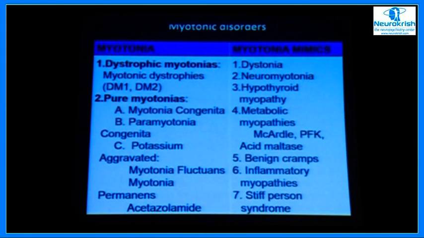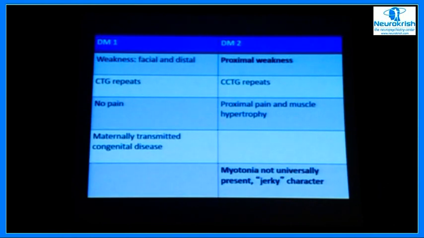So this is basically the myotonia, dystrophic myotonia DM1 and DM2. The pure myotonias, the paramyotonia congenita, potassium aggravated myotonia, myotonia fluctuans, myotonia permanens, and the dystonia and the myotonia mimics. Again, DM1 and DM2. DM1 usually has facial and distal weakness, whereas DM2 has proximal weakness. DM1 has CTG repeats and DM2 has CCTG repeats. DM2 has proximal pain and muscle hypertrophy. Maternally transmitted disease in DM1. Myotonia is not universally present in DM2.